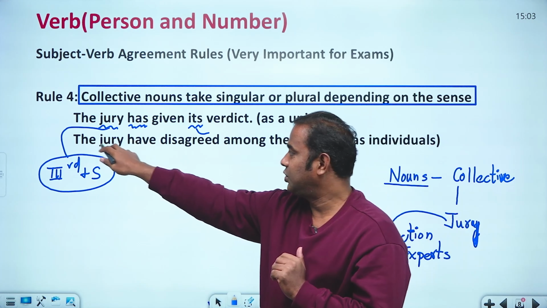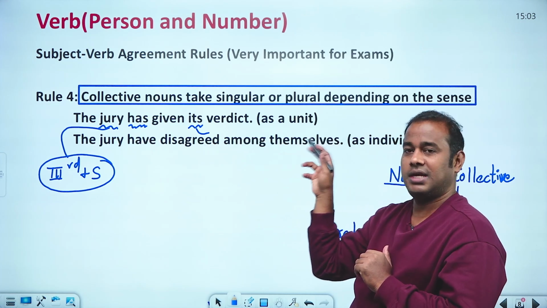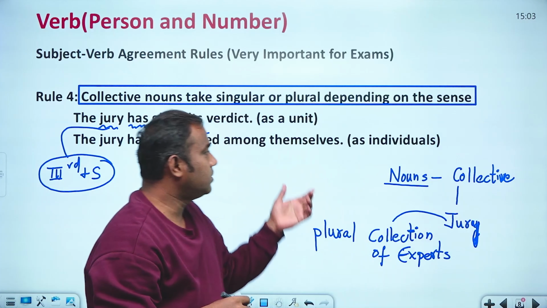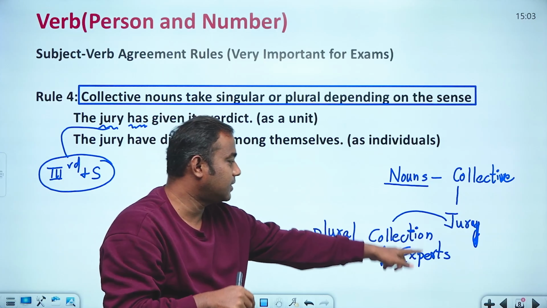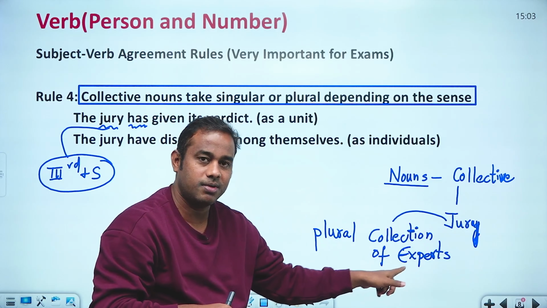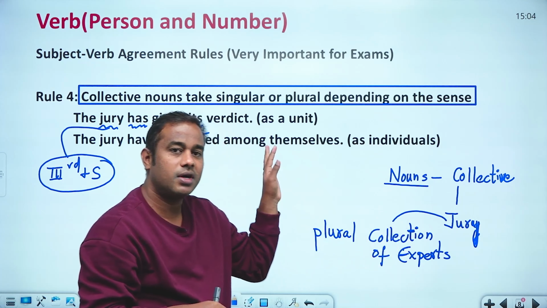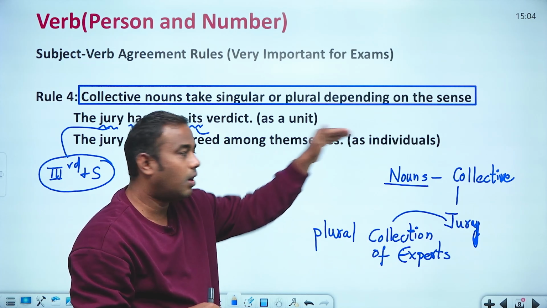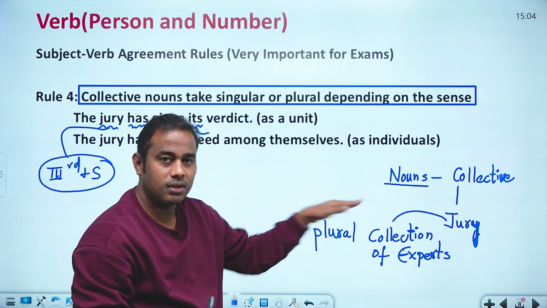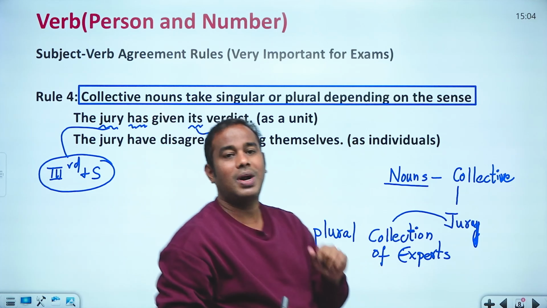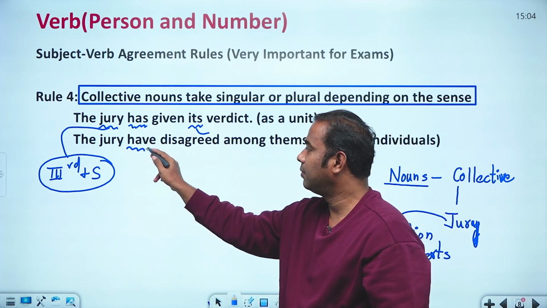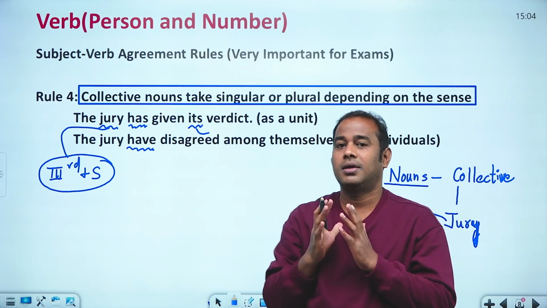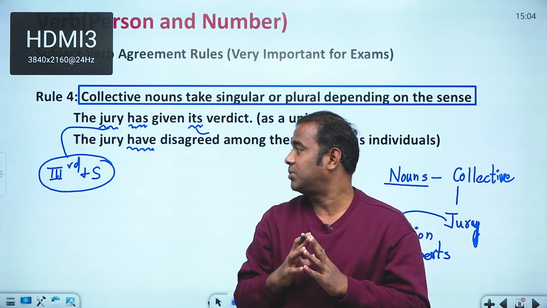Whereas here, the jury have disagreed among themselves. Now what we are doing is we are talking about the individuals of the jury, because the word jury is a collection of experts. So we are talking about all the individuals here, one among each and everything. So now what does this become here? The sentence here: the jury have become. So depending upon the sense, we have to change the verbs here. Okay, so please keep this point in mind.